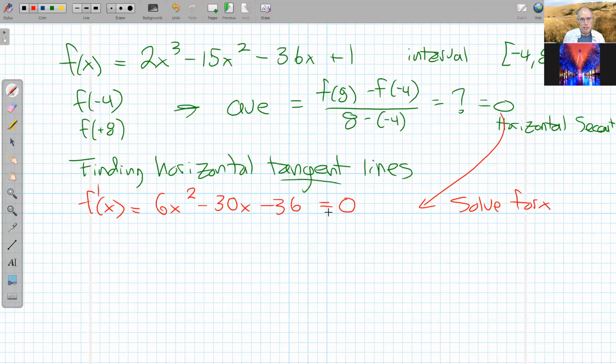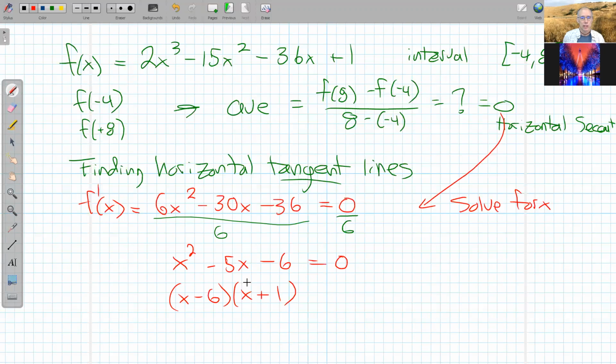So here, solving this, I would choose to divide by 6 on both sides. 0 divided by 6 is still 0. So I get x squared minus 5x minus 6 equals 0. And that looks like it factors as x minus 6 times x plus 1, negative 6, negative 5. Yep, that one works. And so x minus 6 equals 0, adding 6 over, x is 6, or x plus 1 equals 0, subtracting 1, x equals negative 1.